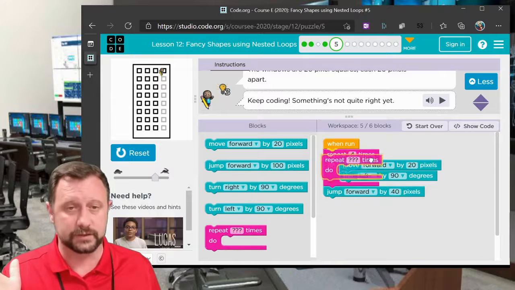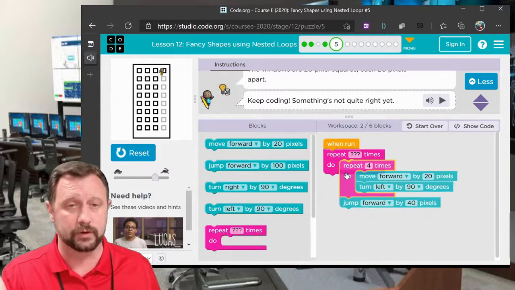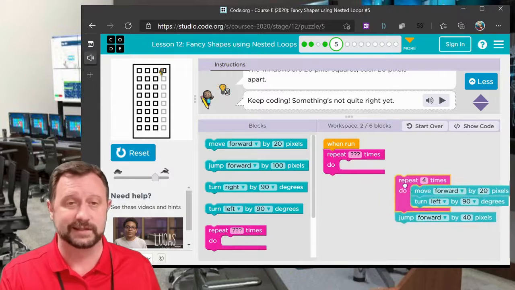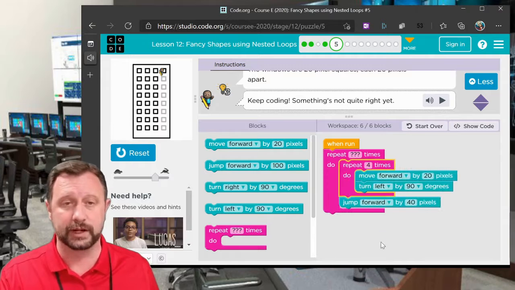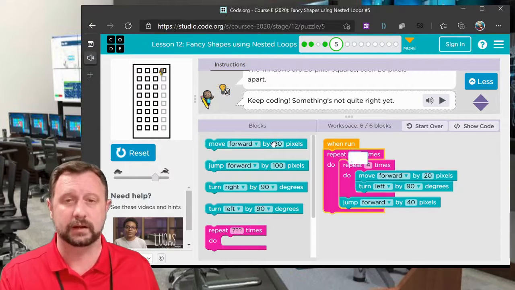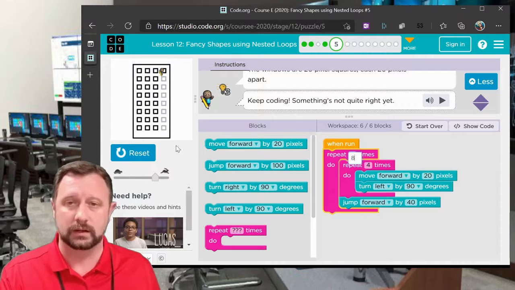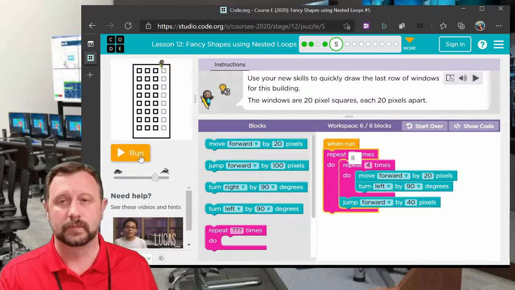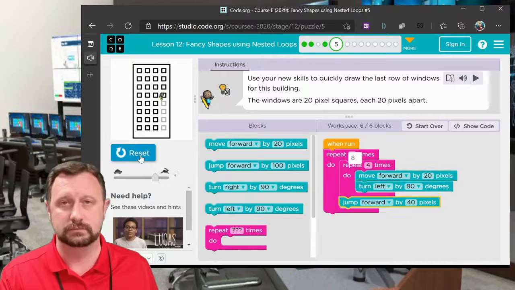Since I'm going to draw another square, I'm going to do the same thing over and over and over again. Guess what I'm going to do? I'm going to take what I had, and I'm going to put it in a loop. This loop right here can be done 1, 2, 3, 4, 5, 6, 7, 8 times to get my building. Boom. Done.